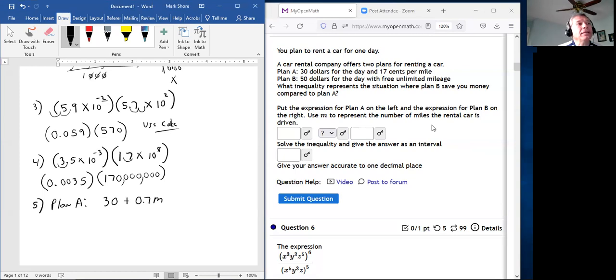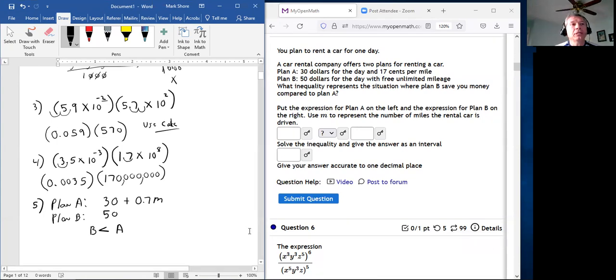Then it says plan B is this, it's $50 for the day and free unlimited miles. So the cost is just $50. That's it. So you can drive as much as you want. So now it says, what inequality represents the situation in which plan B saves you money compared to plan A? Well, if plan B saves you money, that means that plan B has to cost less than plan A. So that's the inequality we want.